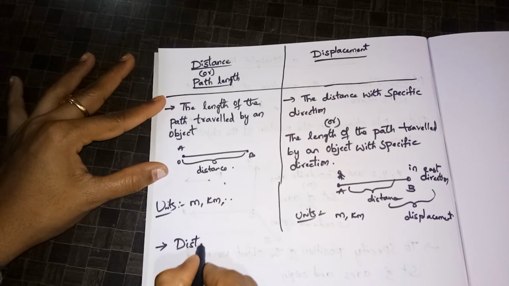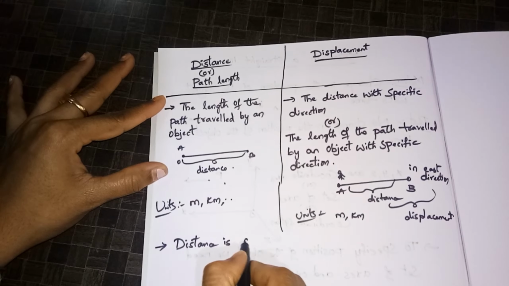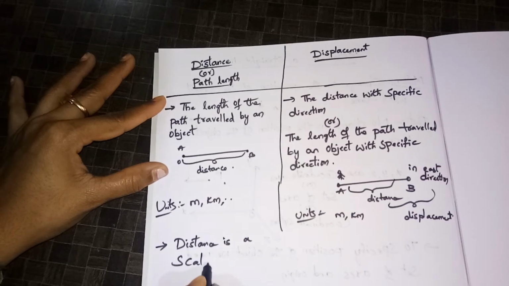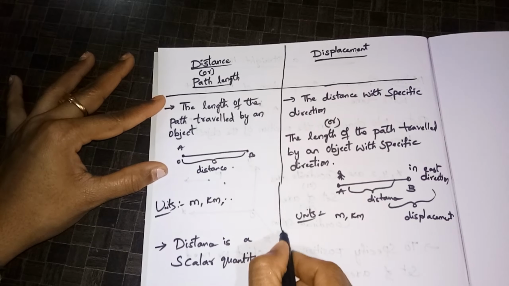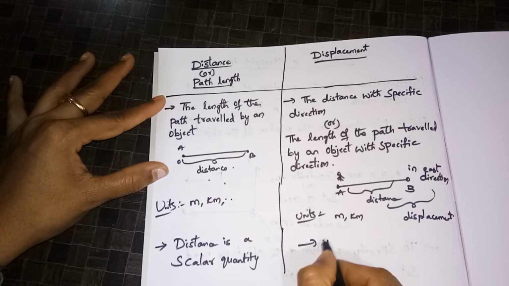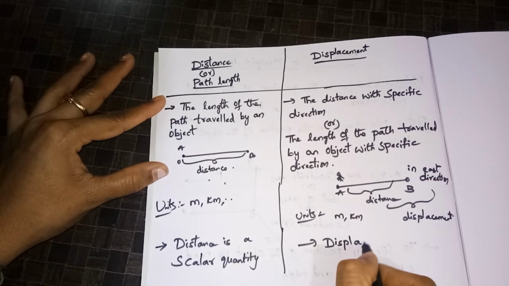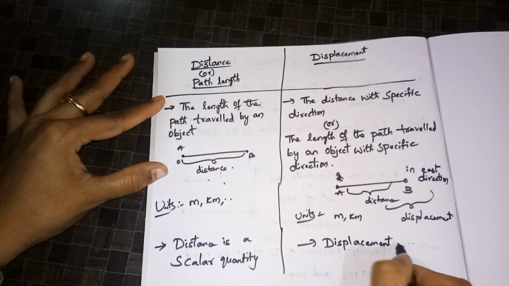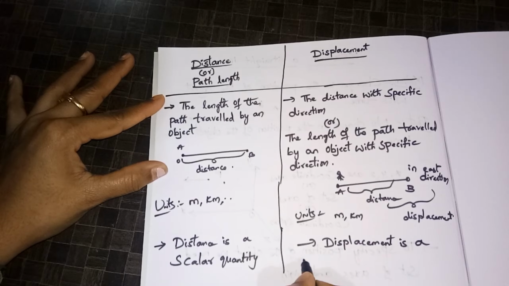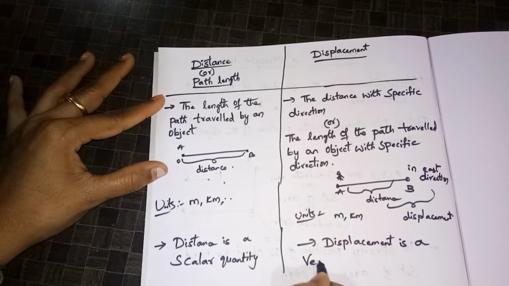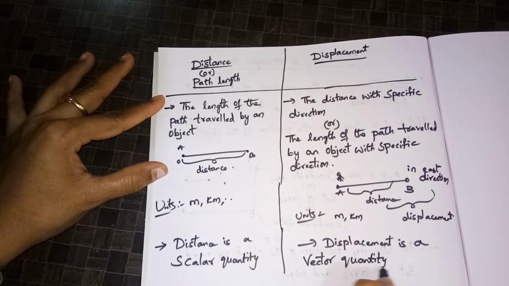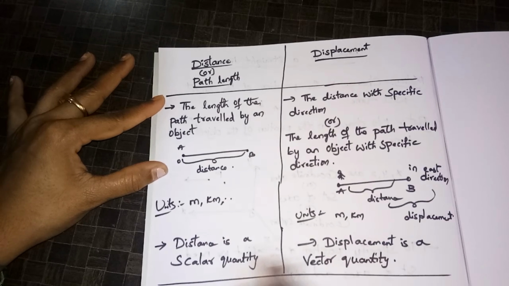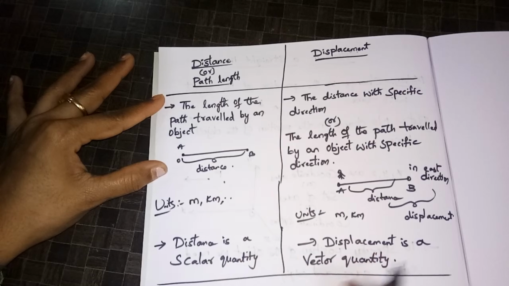Next, one more difference between distance and displacement: distance is a scalar quantity and displacement is a vector quantity. This is one of the most important differences between distance and displacement.